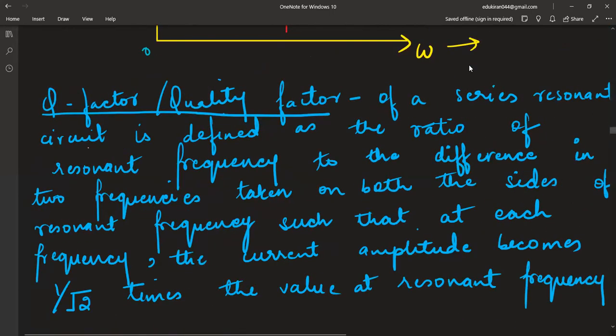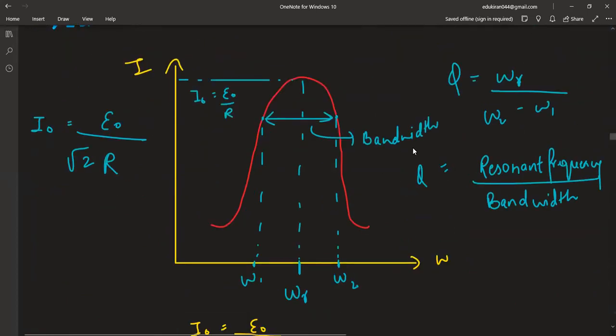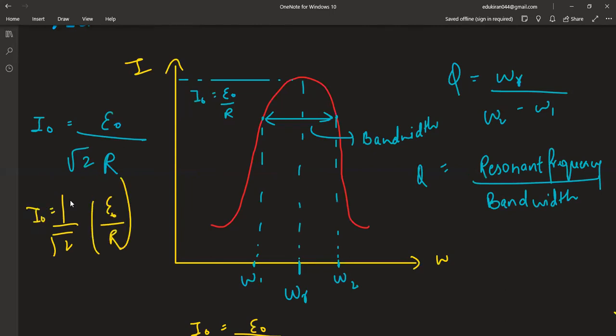See, quality factor of a series resonance circuit is defined as the ratio of two quantities. This definition is very lengthy, so to understand it you have to understand this first. This is the highest one that has been drawn. At resonance, current becomes E naught by R, and at the other point it becomes 1 by root 2 times E naught by R, meaning 1 by root 2 times its value.